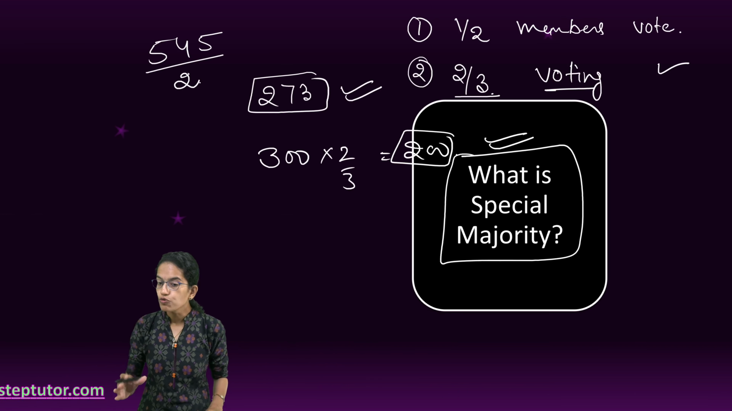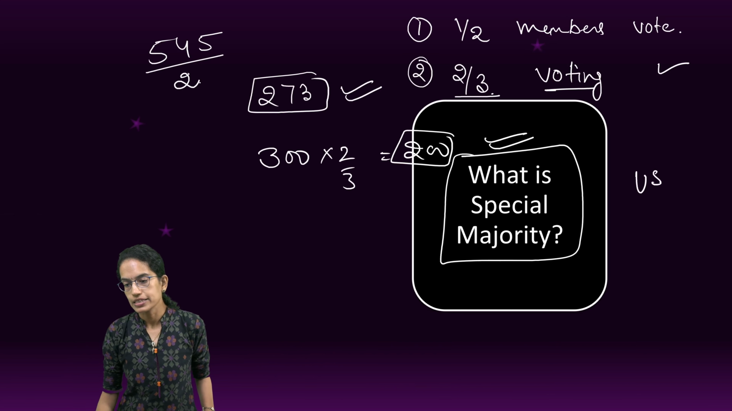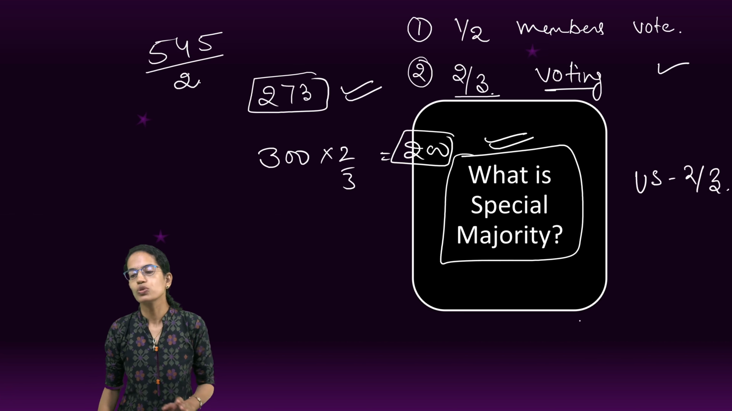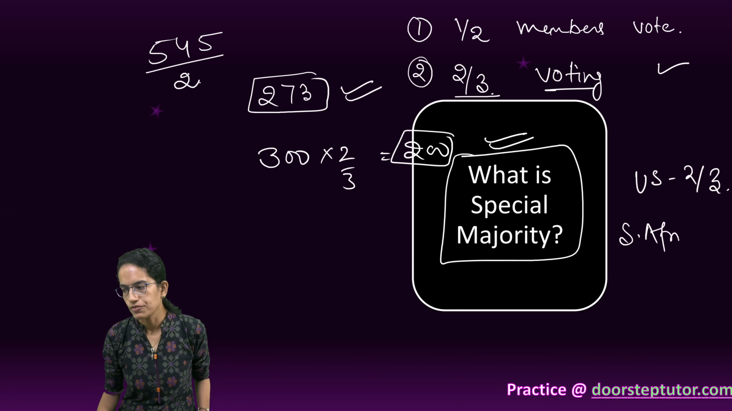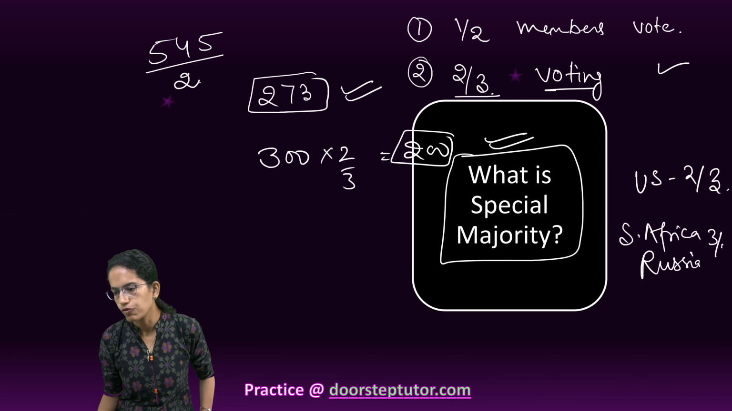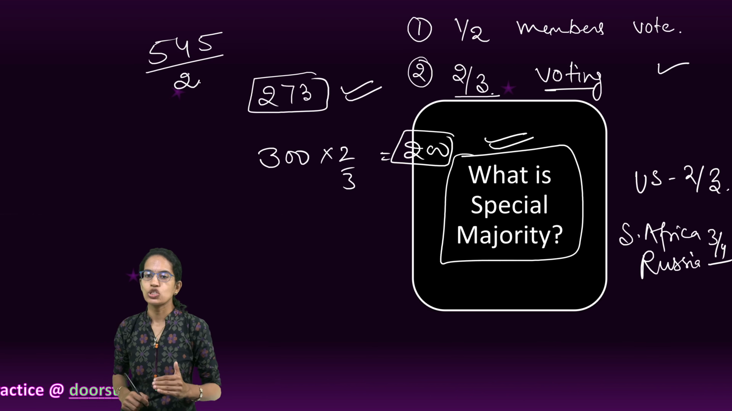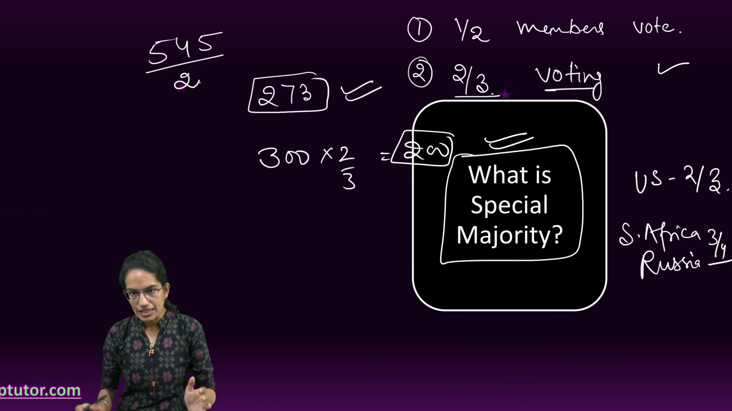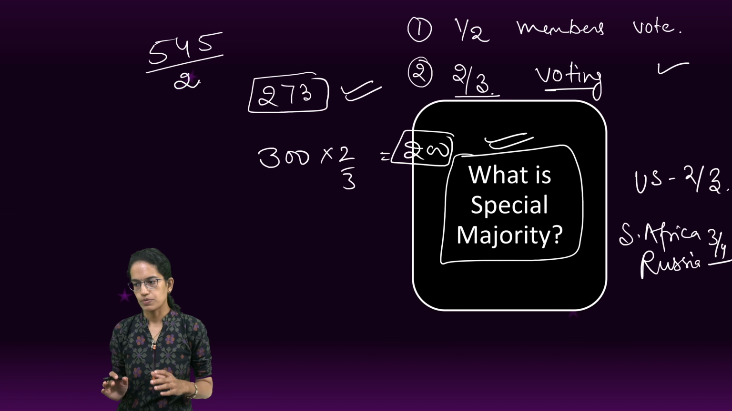Now, the rules for the special majority also vary. In the case of the United States, similar to India, it is two-thirds of the majority. In the case of South Africa and Russia, it is 3/4 of the majority which is required. So rules again change based on country. What we are discussing right now is from an Indian constitution perspective.